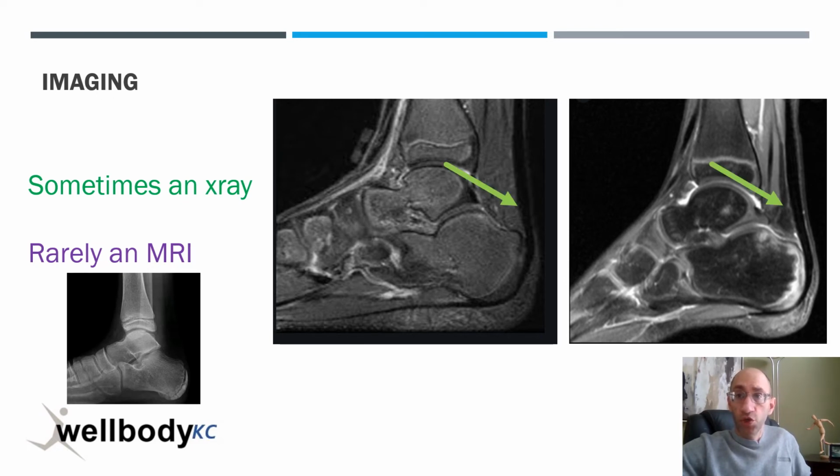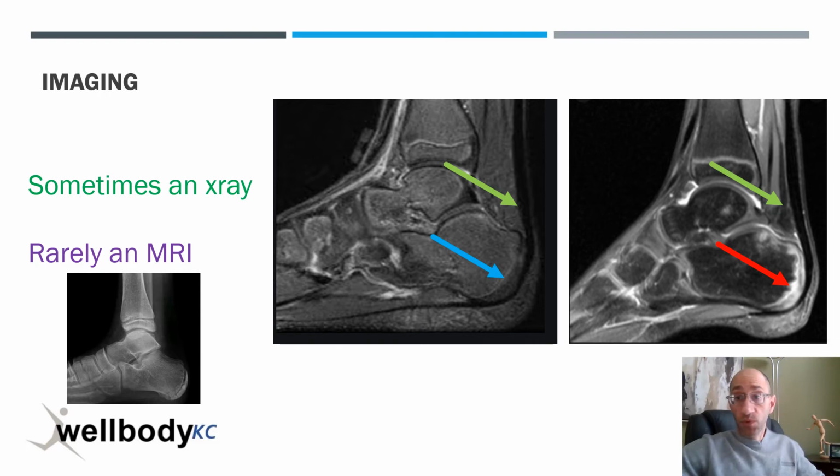The green arrow is showing you the Achilles tendon, and the blue arrow on the left picture is showing a growth plate of a normal heel MRI. The red arrow is showing the same growth plate of an MRI with Sever's. Notice all the white inflammation or edema surrounding the growth plate. This, if you MRI'd it, is what Sever's might look like.